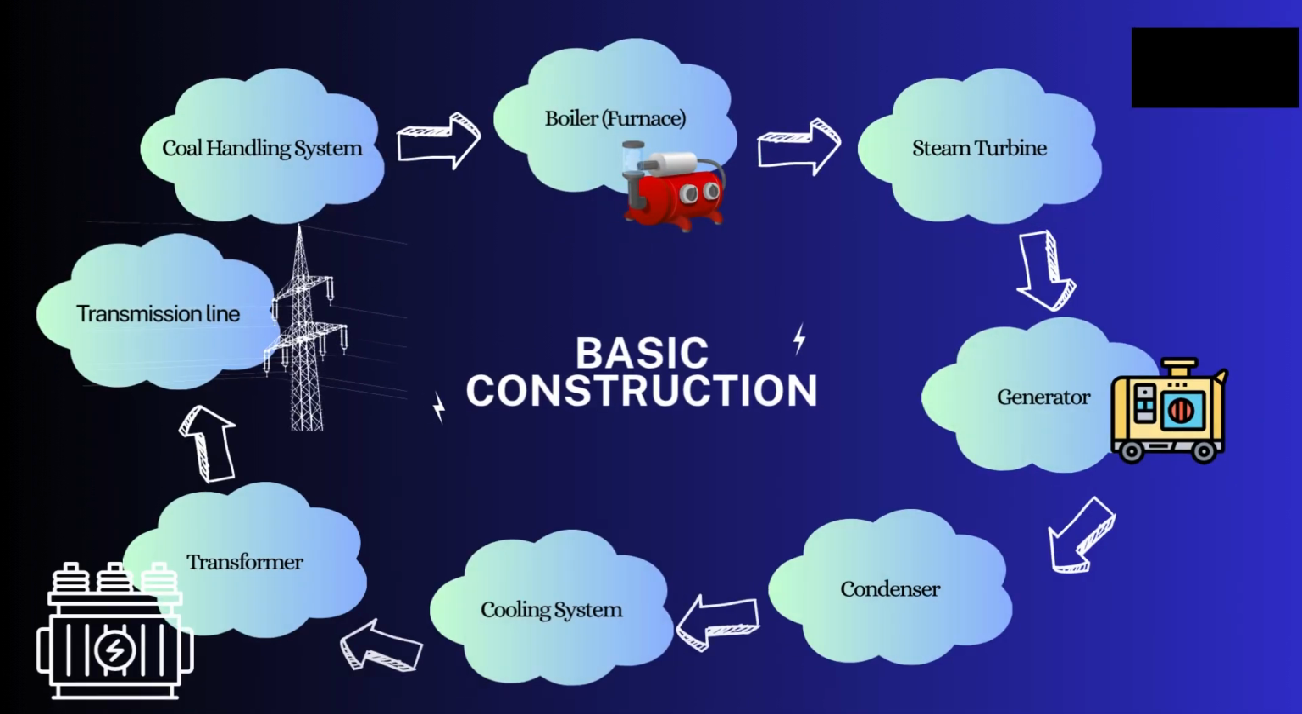At a high level, a coal-fired power plant has several main areas. First, coal handling system. Second, boiler furnace. Third, steam turbine. Fourth, generator. Fifth, condenser. Sixth, cooling system. Seventh, transformer. And lastly is transmission line.